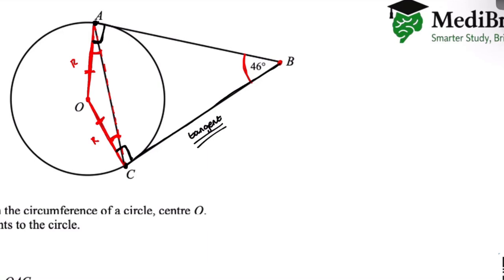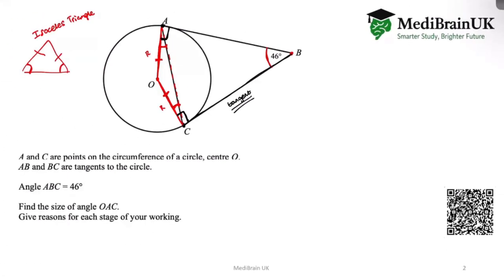Okay, this angle that is there is a right angle, because we have a radius and it's meeting a tangent. So we've spotted those things. What do we need to work out in this question? We need to work out the size of angle OAC.